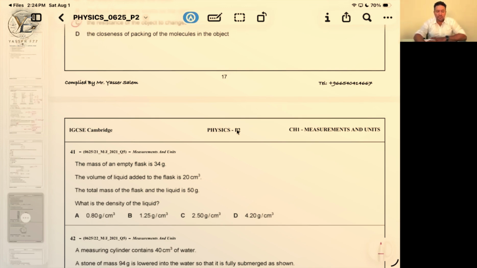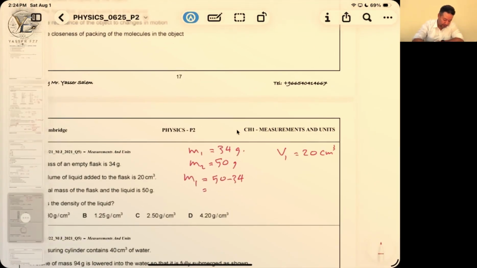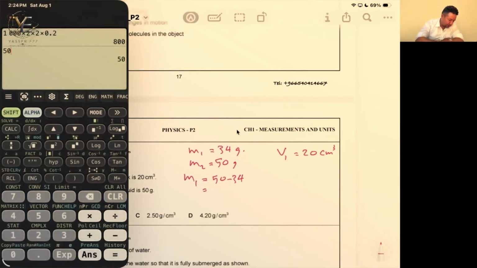Question number 41. The mass of an empty flask is 34 grams. So M1, the mass when it is empty, is 34 grams. The volume of the liquid added to the flask is 20 cubic centimeters. The total mass of the flask and the liquid, M2, equals 50 grams after adding the liquid. So the mass of the liquid will be 50 minus 34, which equals 16.